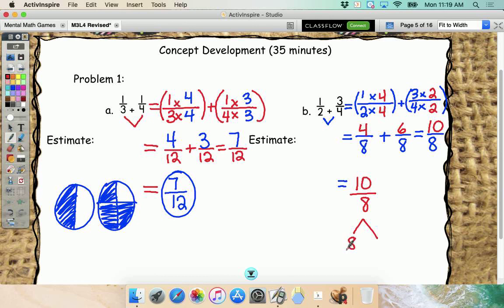So if I take out one whole, what is it? 8/8. And what's 10 minus 8? 2/8. So I've got 8/8 plus 2/8. How do I write that? 1 and 2/8. Now, actually, 2/8 can be simplified. 1/4. Oh, you think it's 1/4? He's right. So I'm going to rewrite this as 1 and 1/4 and circle that.